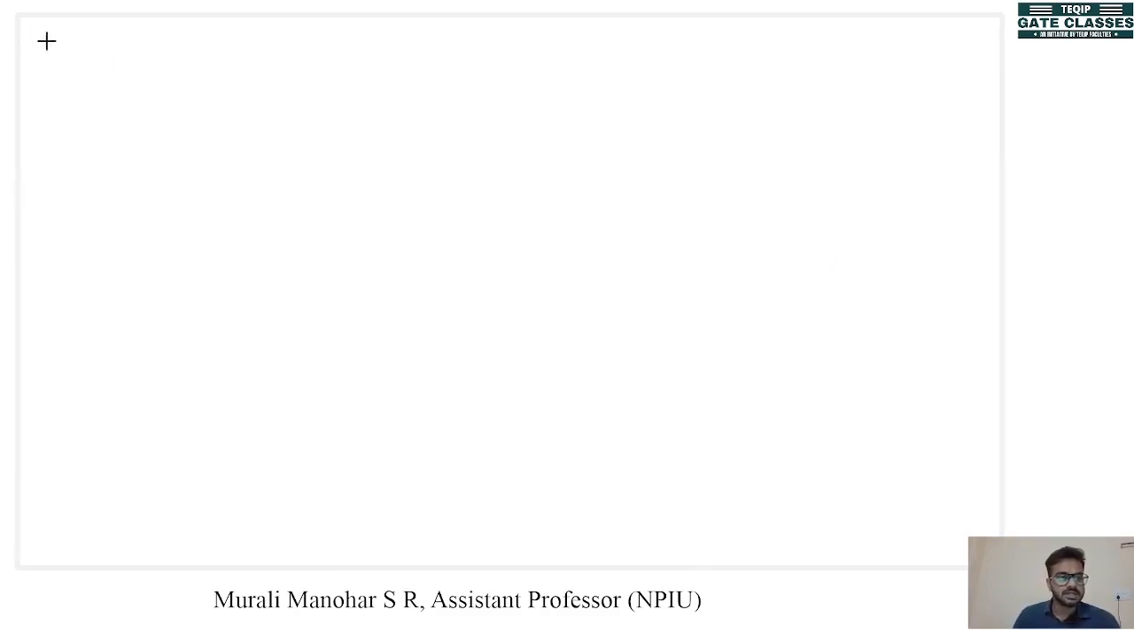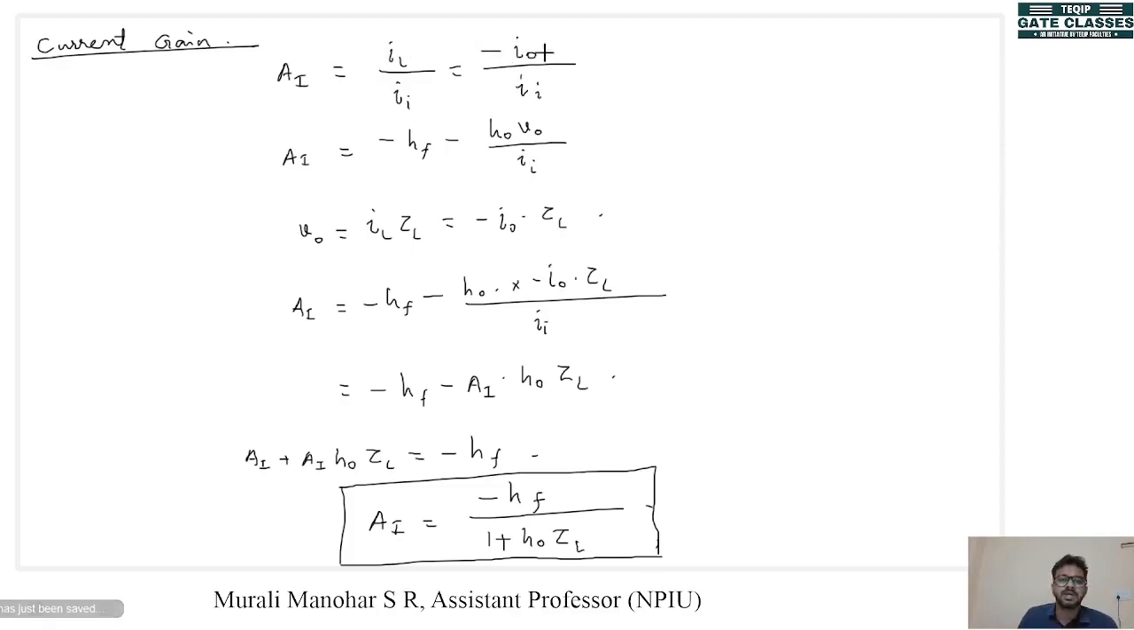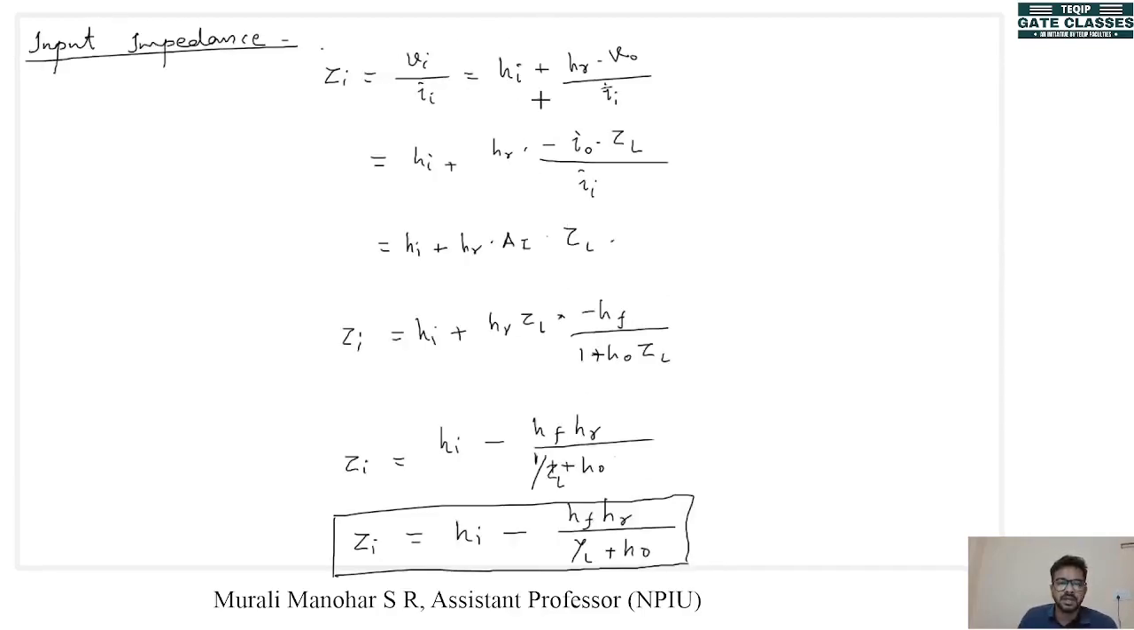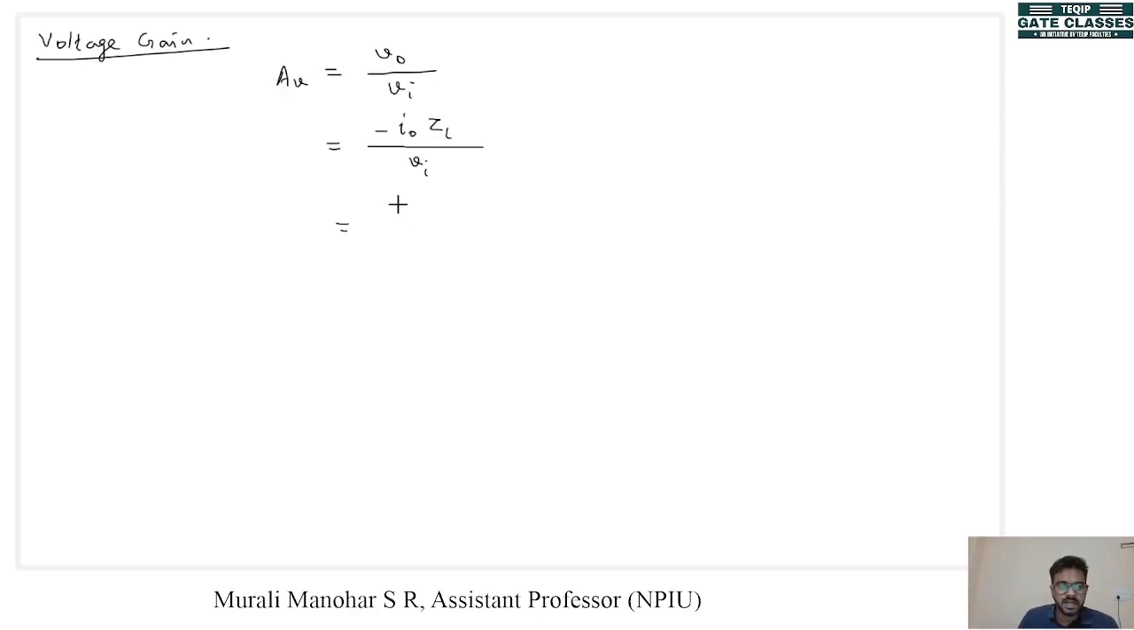Now the next parameter is voltage gain. AV is equal to V out divided by Vi. Now V out is minus I out into ZL. So this becomes minus I out into ZL divided by Vi. We also know that minus I out is equal to AI into II. So from that we can write minus I out as AI into II into ZL divided by Vi.